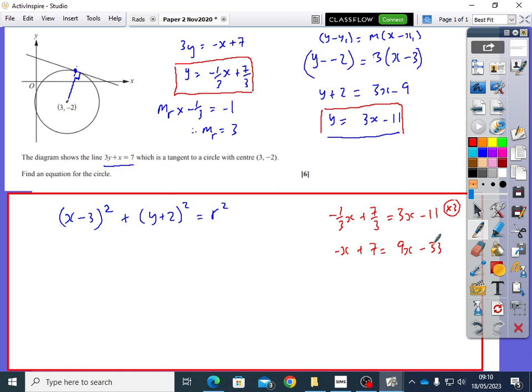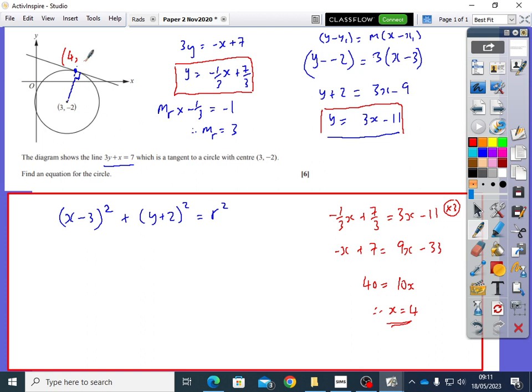Now I'm going to bring all my x's together and take all my numbers to the other side. So the minus 33, take it to the other side, becomes a plus 33, so that becomes 33 plus 7, which is 40. And the minus x, take it to the other side, becomes a plus x. So plus x plus 9x is 10x. So there we go, straight away we get x equals 4 if we divide by 10. So that means the x coordinate here is 4.